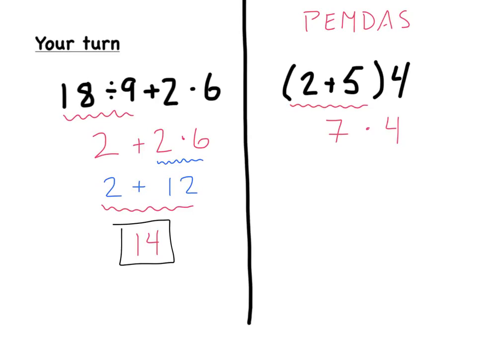So with this, we solve 7 times 4, which is equal to 28. So in this answer, open parentheses, 2 plus 5, close parentheses, times 4 is equal to 28.